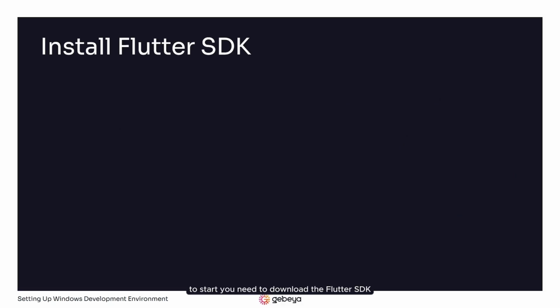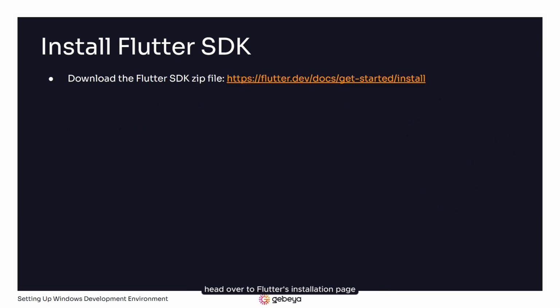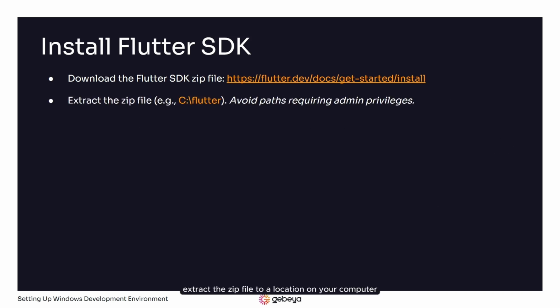To start, you need to download the Flutter SDK. Head over to Flutter's installation page and download the Flutter SDK zip file. Once downloaded, extract the zip file to a location on your computer, for example, C:\flutter. It is best to avoid extracting it to locations that require admin privileges to prevent permission issues during development.